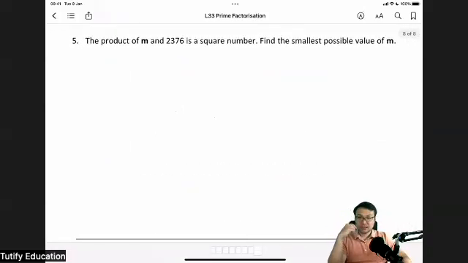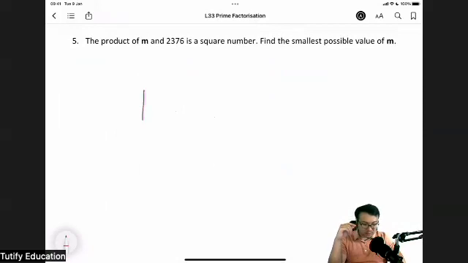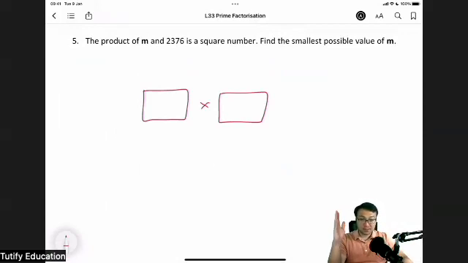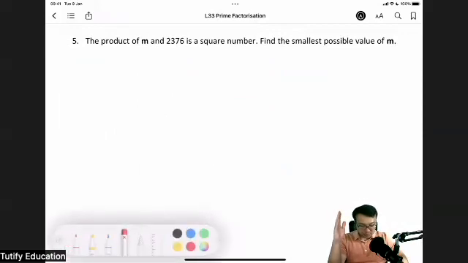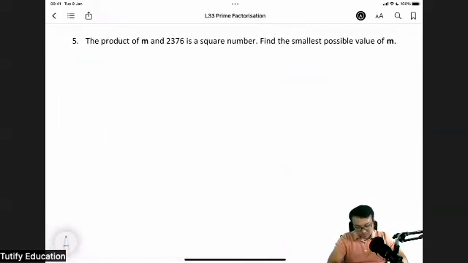Question 5. The product of M and 2376 is a square number. So remember, students, if you want to get a square number, you need 2 numbers exactly the same multiplied together in order to give you a square number. So what are we going to do? We're going to split 2376. Let's see how many pairs of numbers we can get from this. So let's start with 3 times 792. And let's continue to split it.